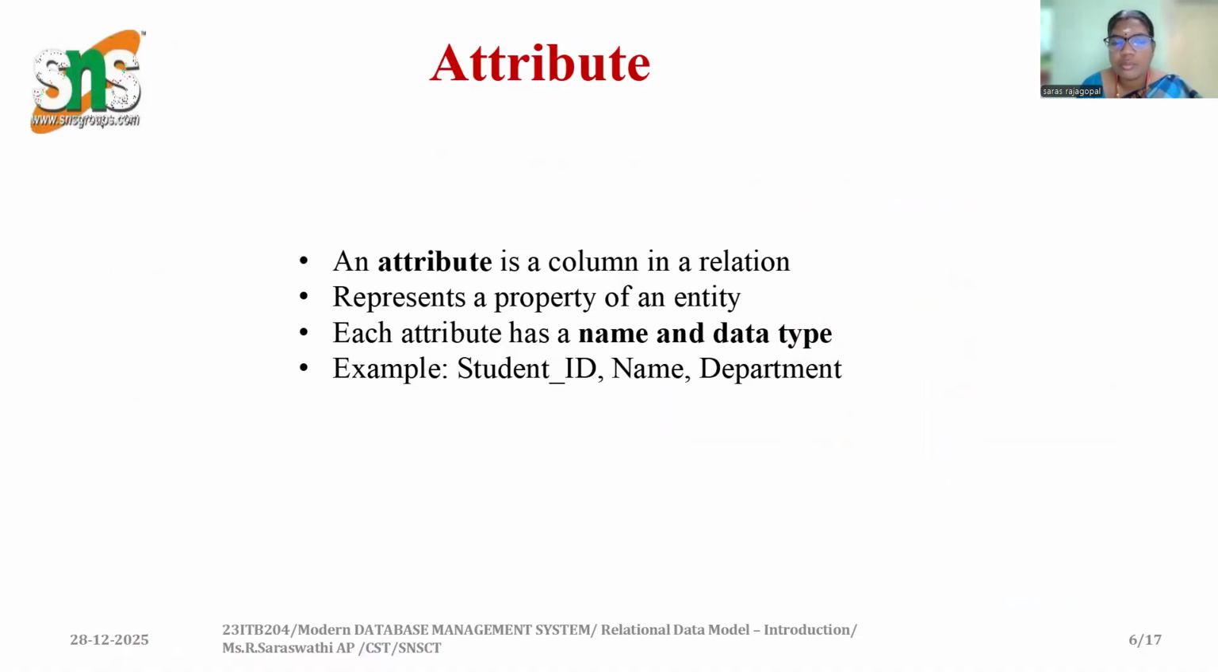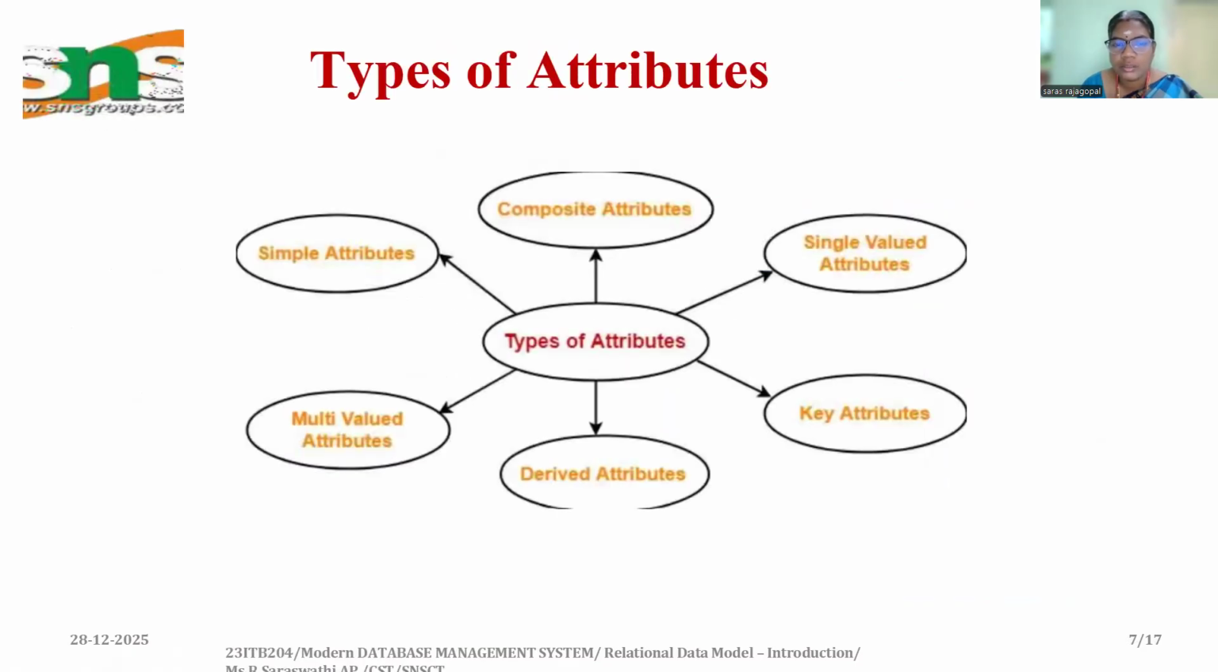Attributes. An attribute is a column in a relation. It represents the property of an entity. Each attribute has a unique name and data type. Example, student ID, name and department. There are different types of attributes: single-valued attribute, composite attribute, multi-valued attribute, key attribute, and derived attribute. An attribute that has only one value is called a single-valued attribute. An attribute that has many values is called a multi-valued attribute.